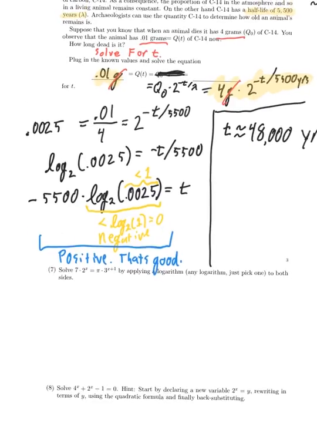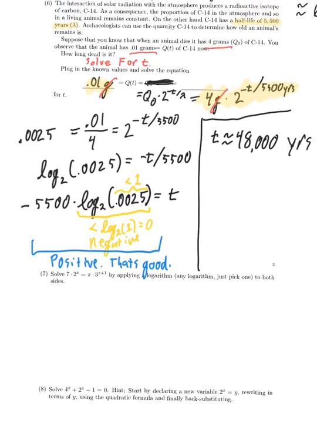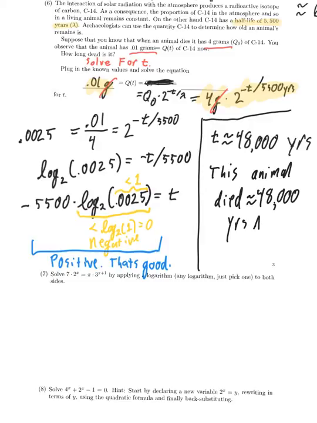So let's just write the summary. We solve for t. That t is how long ago the animal died. This animal died approximately 48,000 years ago.